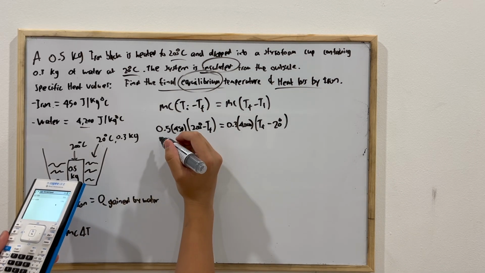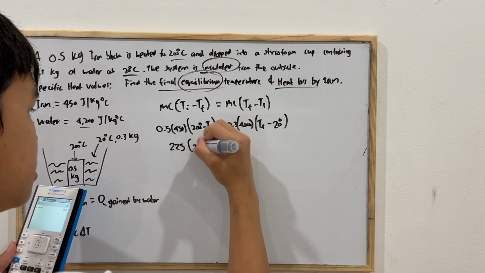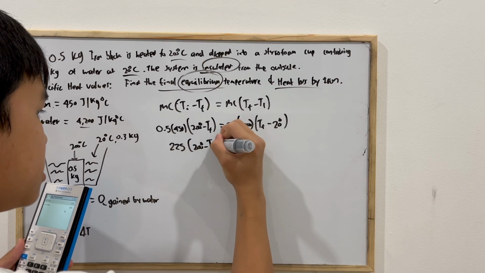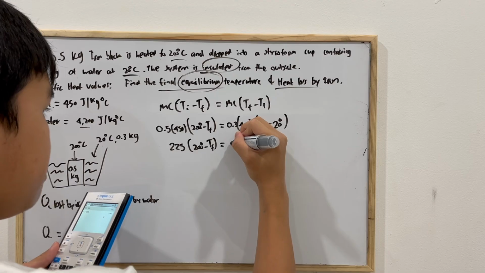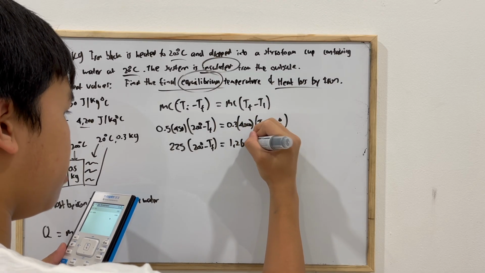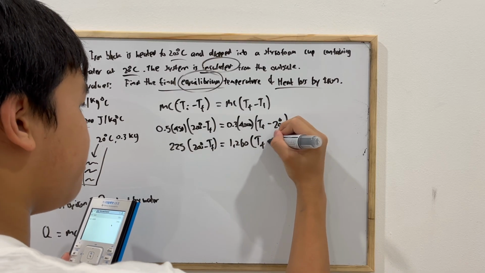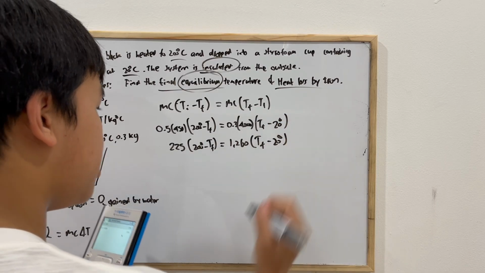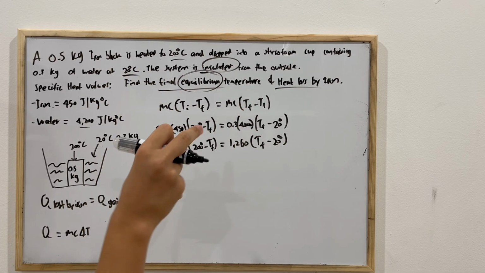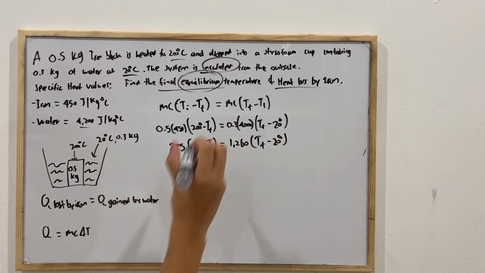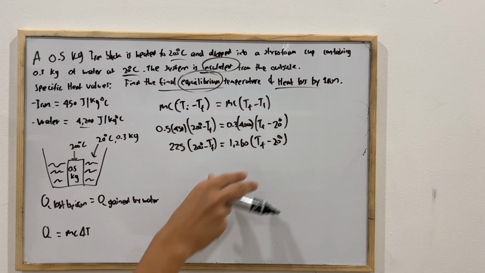For this side, 0.5 times 450 is going to be 225 times the 200 degrees Celsius minus the final temperature. For this side, 0.3 times 4,200 is going to be 1,260. And then this side is going to be final temperature minus the initial temperature. Oh, and the final temperatures on both sides are going to be the same variable and the same number, because we're looking for the equilibrium temperature, where both temperatures are the same.